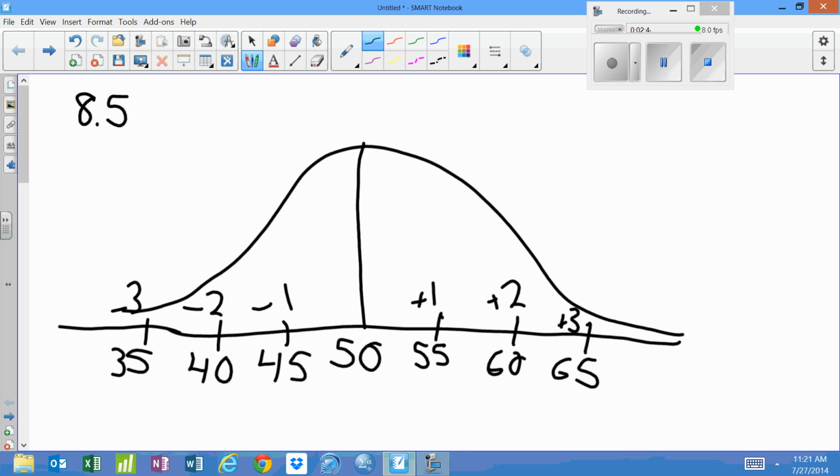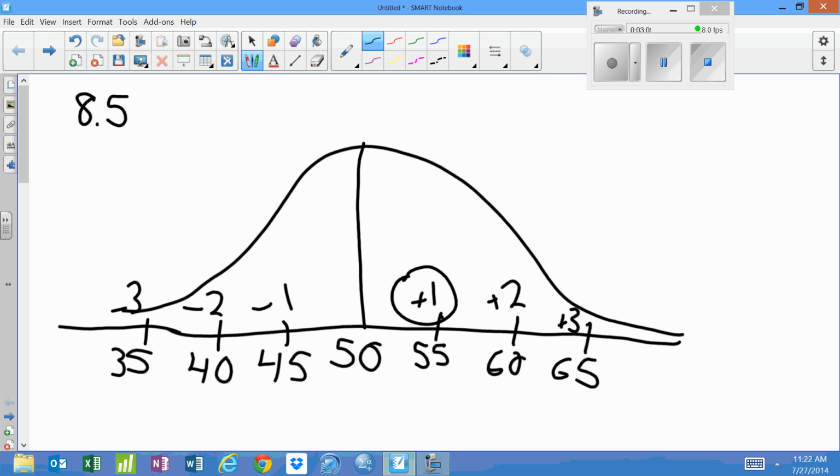Does that ask much about that? Oh, and then the z-score. The z-score is actually each of these values right there. The +1 represents a z-score of 1. So a z-score of 1 is just 1 standard deviation from the mean, which is the 55. A z-score of 2 is our 60, meaning that we are 2 standard deviations away from the mean. And our +3 is our z equals 3, meaning we're 3 standard deviations from the mean.